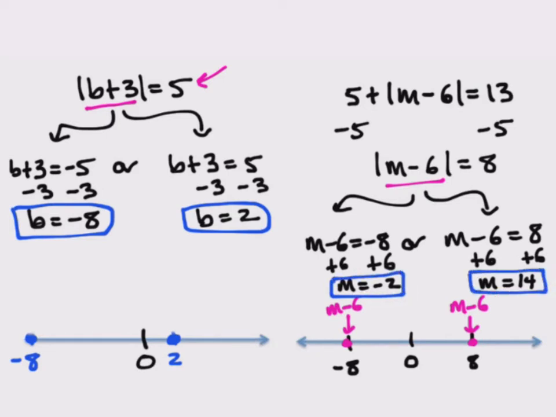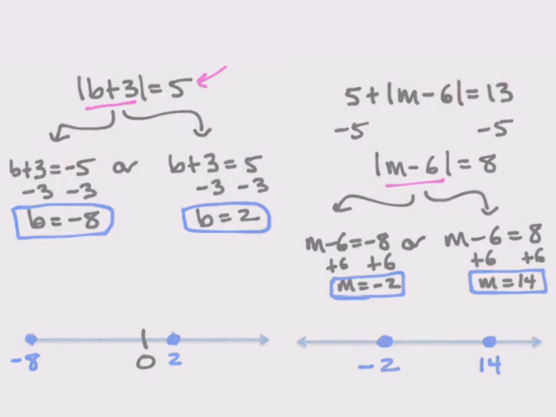And if you were asked to graph these solutions on a number line, all you'd have to do is draw in a point at negative 2 and a point at 14 on the number line. You don't have to have a 0, doesn't have to be a scale. Does it help sometimes? Absolutely, but no need to do it. You're not required at all.